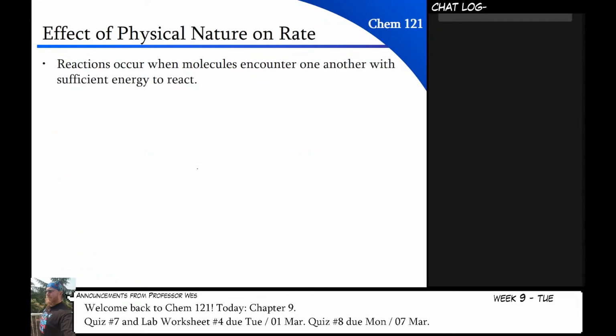All right. For our first example, we're going to look at physical nature. I'm yawning. Excuse me. I knew that was going to happen at some point.